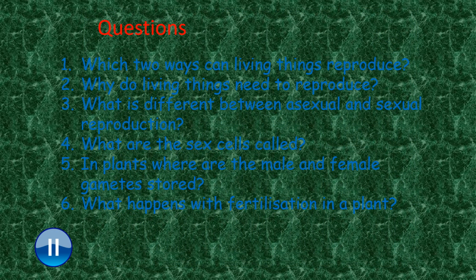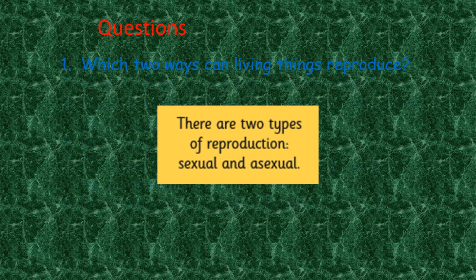So our questions are, which two ways can living things reproduce? Why do living things need to reproduce? What is different between asexual and sexual reproduction? What are the sex cells called? In plants, where are the male and female gametes stored? What happens with fertilization in a plant? So, the two ways living things can reproduce are sexual reproduction and asexual reproduction.